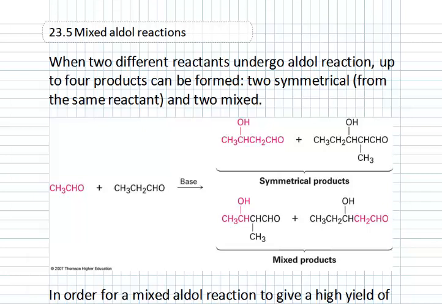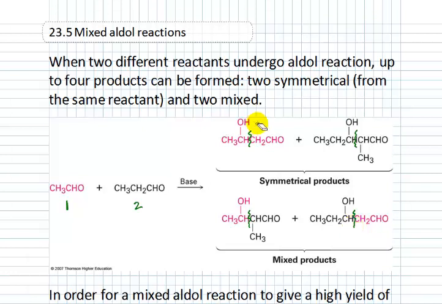So 2 of them can be symmetrical, right, which means they came from the same reactant. 2 could be mixed products, meaning they came from other reactants. So let's just call these aldehydes 1 and 2. This is the 2-carbon acetaldehyde and the 3-carbon propanal. If we imagine the breaks here between the alpha and beta carbons to the carbonyl, right? These are aldol products, so next to the OH is where the break happens.